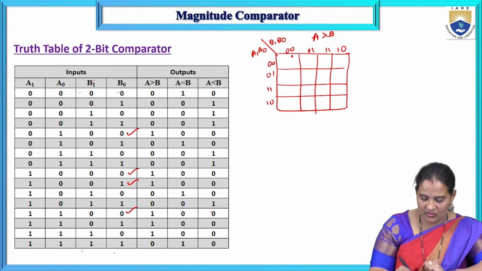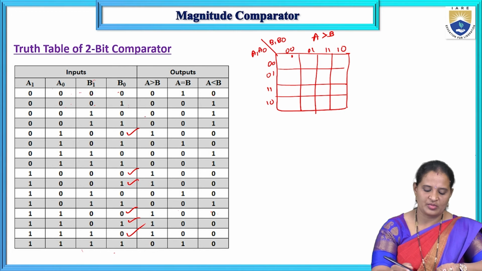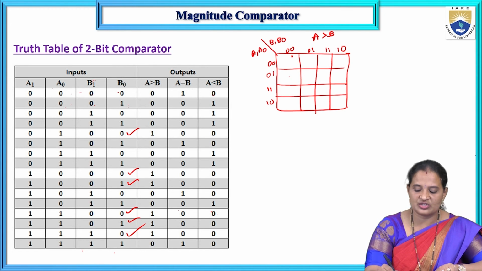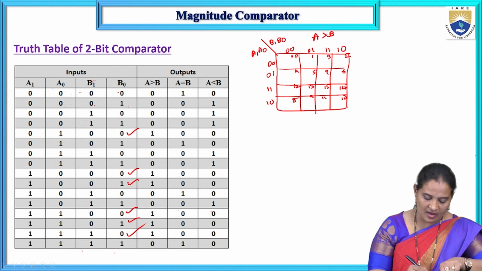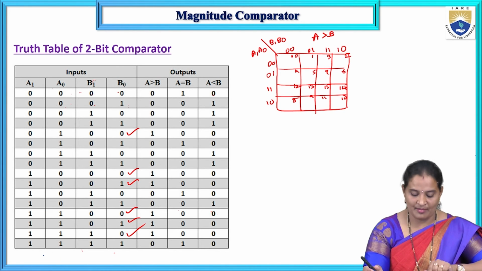Next this one, this one, this one. Now what is the combination? 0100. 0100 means 4. The K-map cells are numbered 0, 1, 3, 2, 4, 5, 7, 6, and then 8, 9, 11, 10, 12, 13, 15, 14. Now I want to map this A greater than B to the K-map.